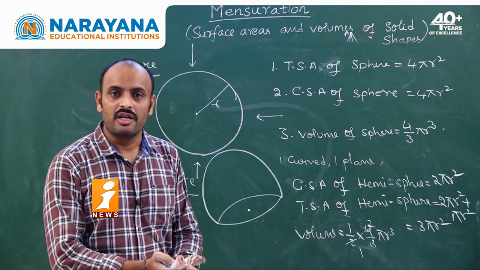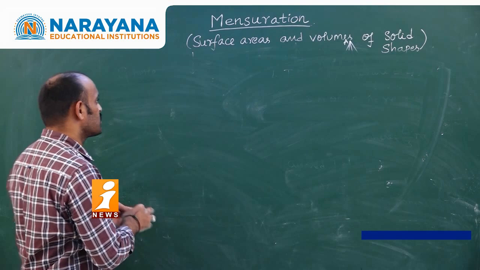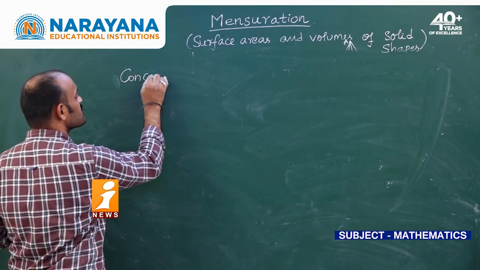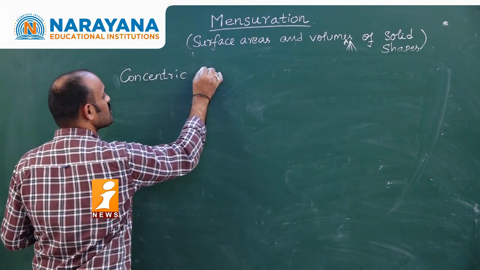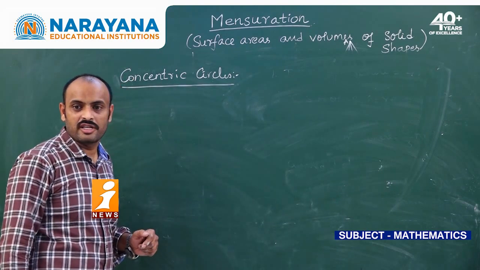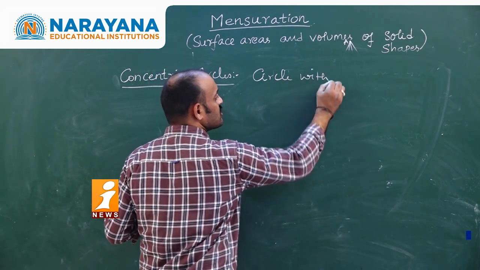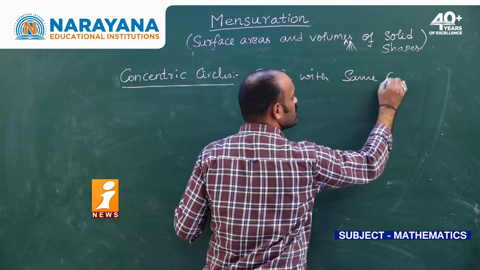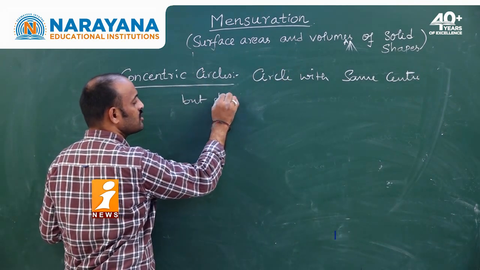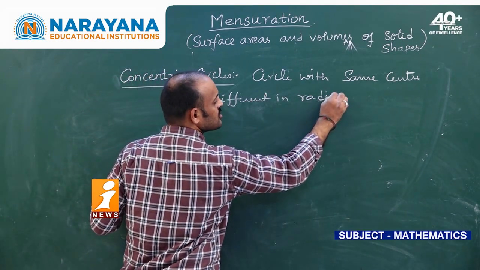Let's see one of the important solids. We are going to see the hollow cylinder. Before that, concentric circles: circles with the same center but different radius.